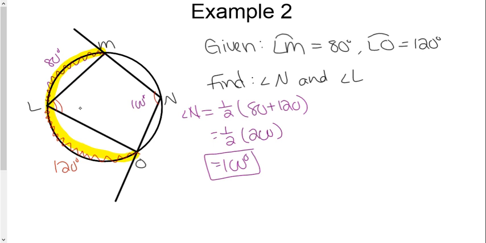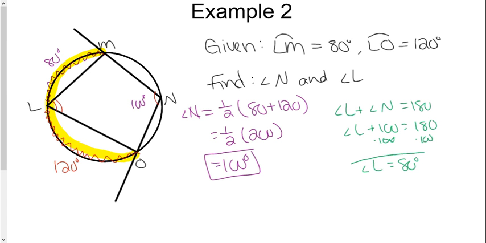Now that I have angle N, I can easily find angle L by using the fact that angle L plus angle N is equal to 180 degrees. So angle L plus 100 degrees is equal to 180. Subtract 100 from both sides. So we know angle L is equal to 80 degrees. So remember, opposite angles add up to 180, and inscribed angles are half the measure of their intercepted arc.